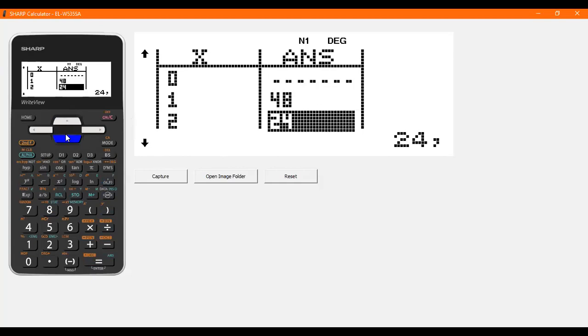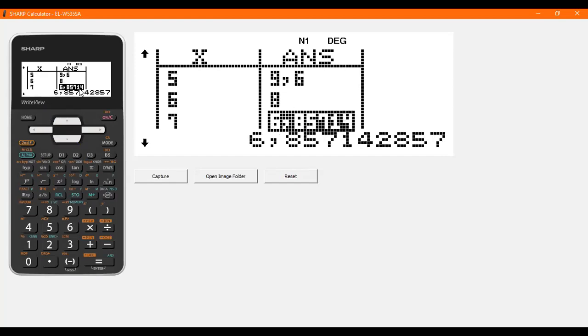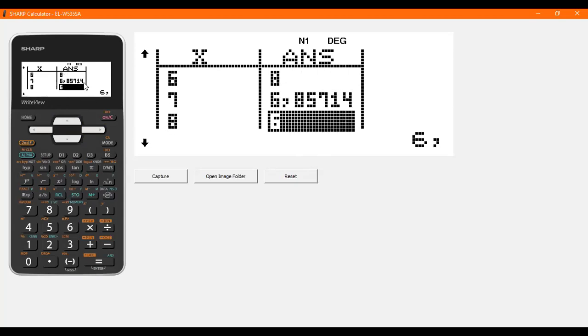1 and 48, 2 and 24, 3 and 16, 4 and 12, 5 and 9.6. So we can see 5 is not a factor because it has a decimal answer. So we can get 6 and 8, 7, and a big decimal answer. So we can see that obviously 7 is also not a factor. And then we've got 8 and 6. So we can see that 6 and 8 and 8 and 6 are the same. So we have found all our factor pairs, and we are now done.